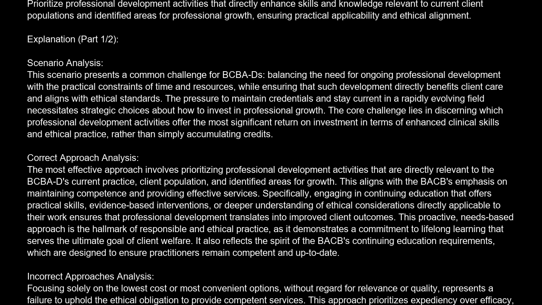Correct approach analysis. The most effective approach involves prioritizing professional development activities that are directly relevant to the BCBA-D's current practice, client population, and identified areas for growth. This aligns with the BACB's emphasis on maintaining competence and providing effective services. Specifically, engaging in continuing education that offers practical skills, evidence-based interventions, or deeper understanding of ethical considerations directly applicable to their work ensures that professional development translates into improved client outcomes.